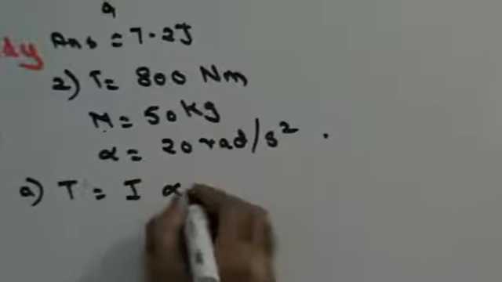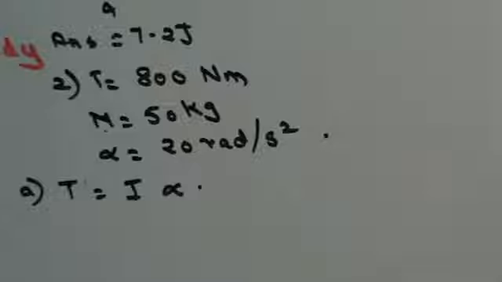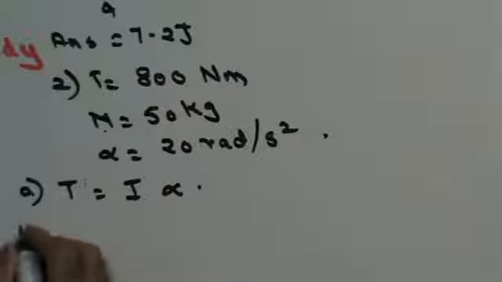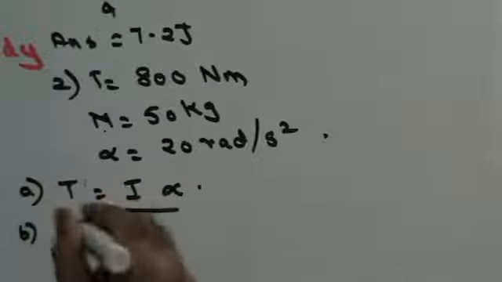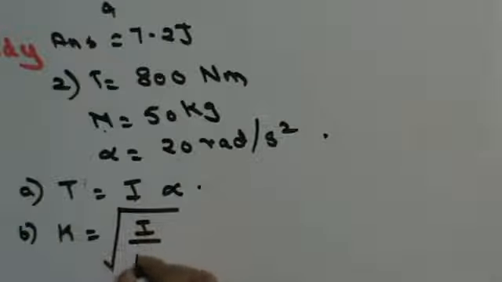Torque, I know, is nothing but I alpha. In which case alpha I have, torque I have, so I'll come to know the moment of inertia. Straightforward, just divide. Second thing they've asked you to find out is radius of gyration. Radius of gyration is root of I upon m. I already know m is given to me.